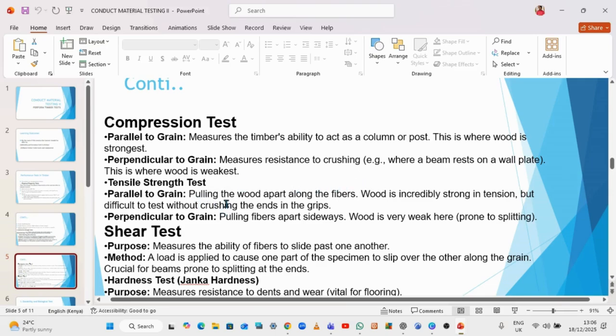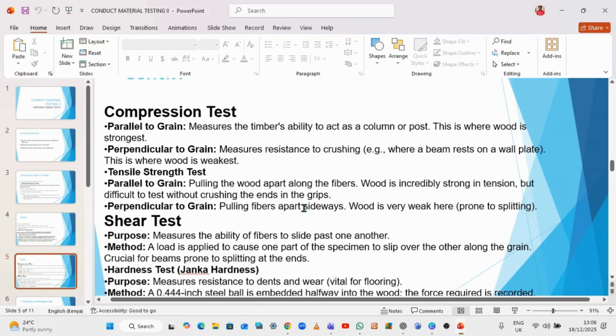Okay, let me continue the compression test. Here, parallel to grain, that is the first thing we check. We measure the timber's ability to act as a column or post. This is where wood becomes strong. Then we have to check perpendicular to the grain, to measure the resistance to crushing. This one, at some point, weakens the wood, but we can test it even.